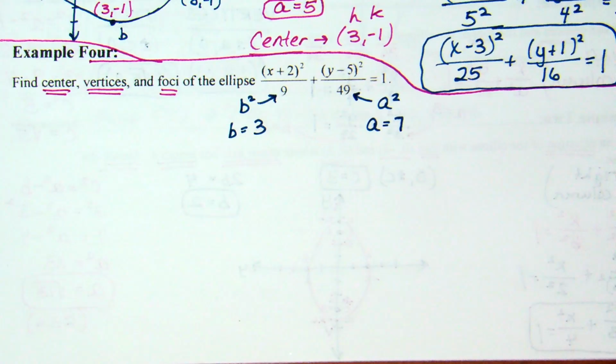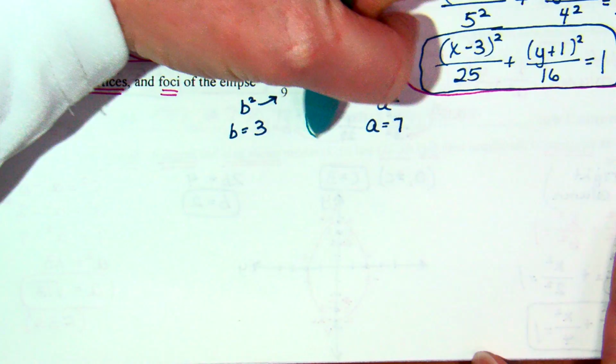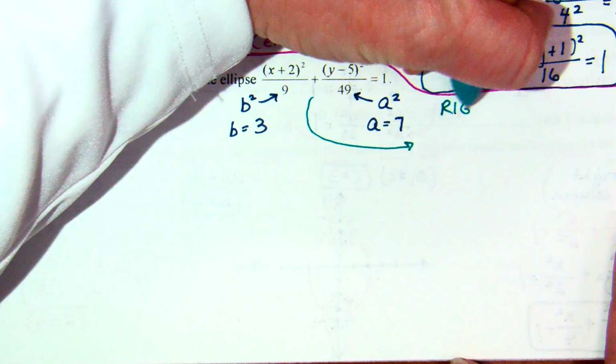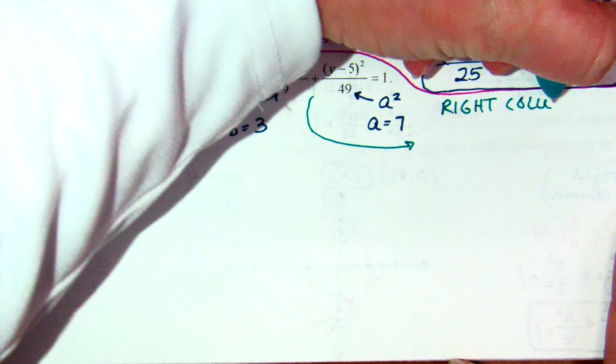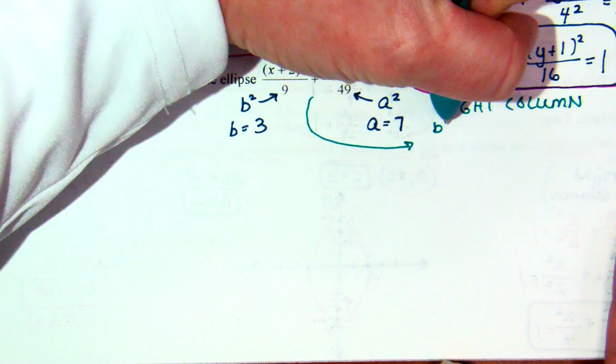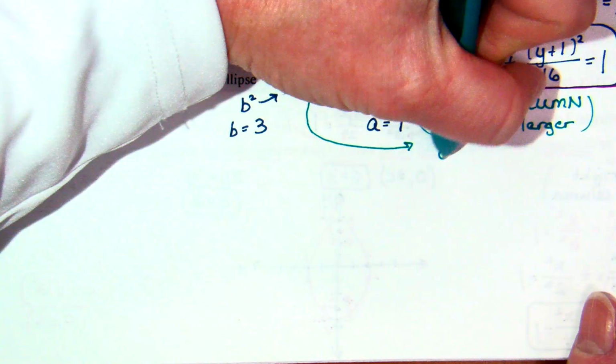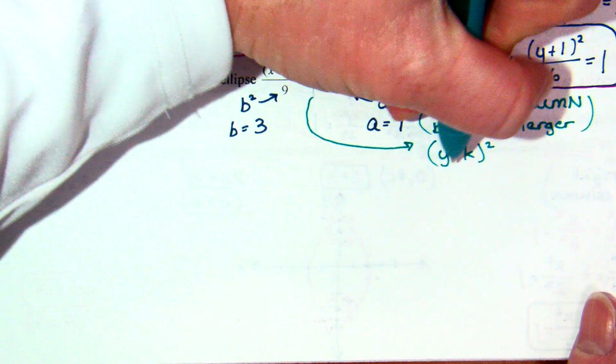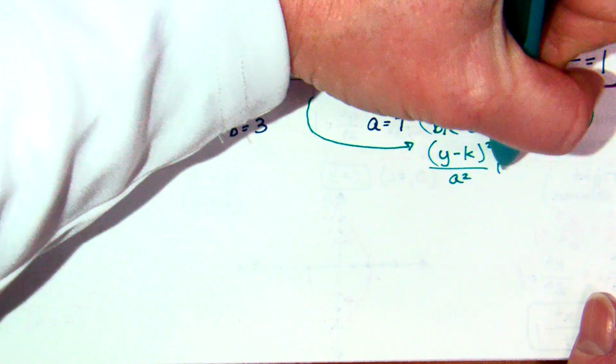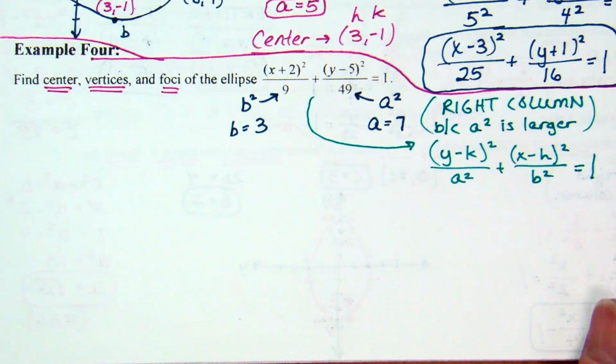Now, I'm going to go ahead and write down our format over here. The fact that this is a right column. And I'm going to say it's a right column, and I'm going to put the comment because A squared is larger. Okay, A squared is always larger. So that means this is really Y minus K squared over A squared plus X minus H squared over B squared equals 1.